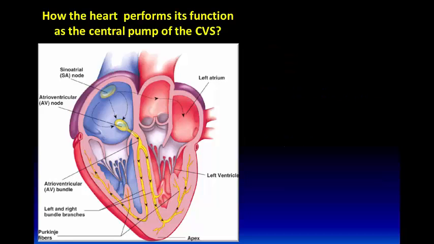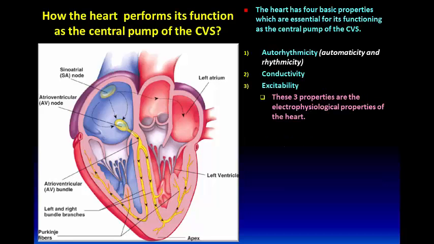We mentioned in the previous lecture that the heart has 4 essential physiological properties which enable it to function as the central pump of the cardiovascular system. These physiological properties include autorhythmicity, which is the ability of the heart to generate its own cardiac impulses independent of any extrinsic stimulation, and this is what we call automaticity.